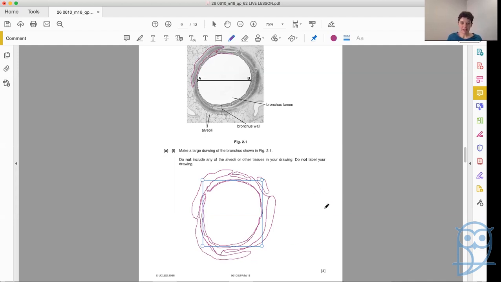So mine is a little bit disappointing, I have to admit. This is not the standard that I would expect on your papers with your pencils. But it gives you an idea of what is going on for this kind of diagram. Now they said we mustn't include any of the other tissues, and they've said we mustn't label. So as soon as we've drawn this, we're finished, and we move to the next question.